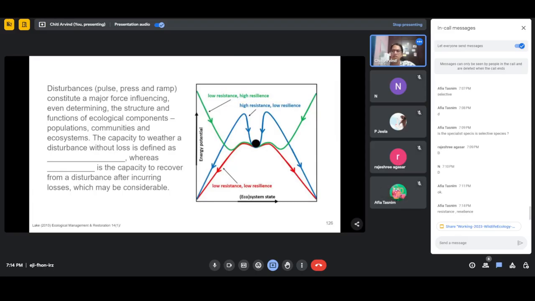Is this confusing to everybody? Okay, so Afia says resilience and resistance. Resistance and resilience. Rajeshri says resistance and resilience. So the capacity to weather a disturbance without loss is defined as resistance, which is correct, and the capacity known as resilience is the capacity to recover, right? So that's great, you all have understood the concept well.